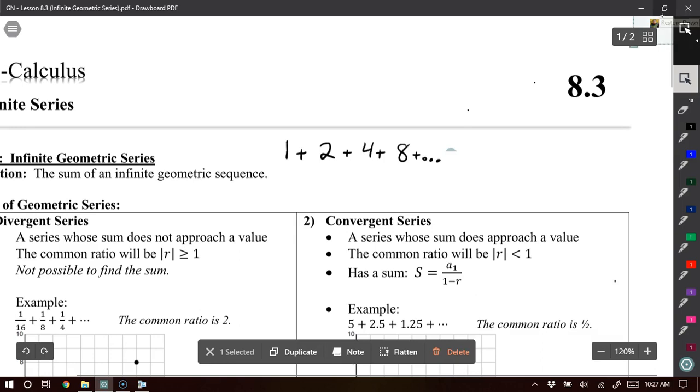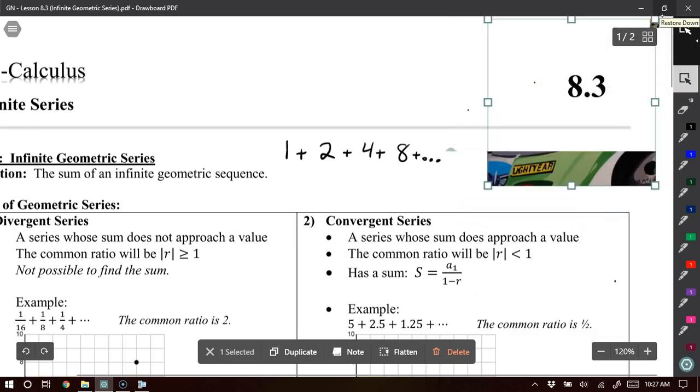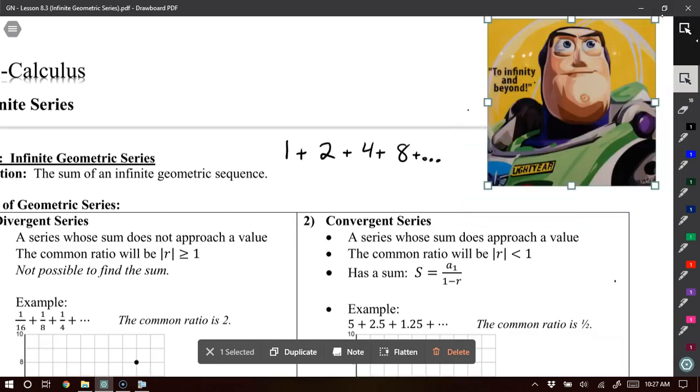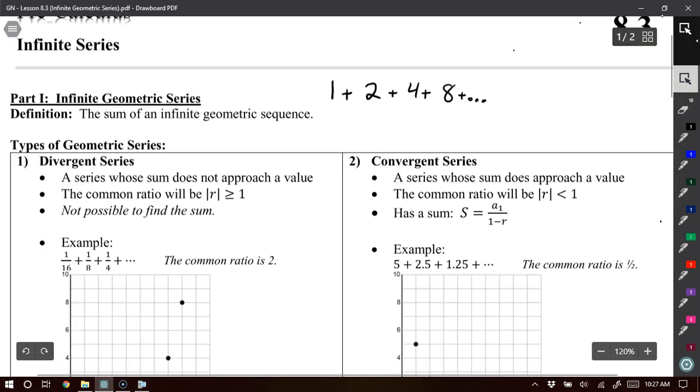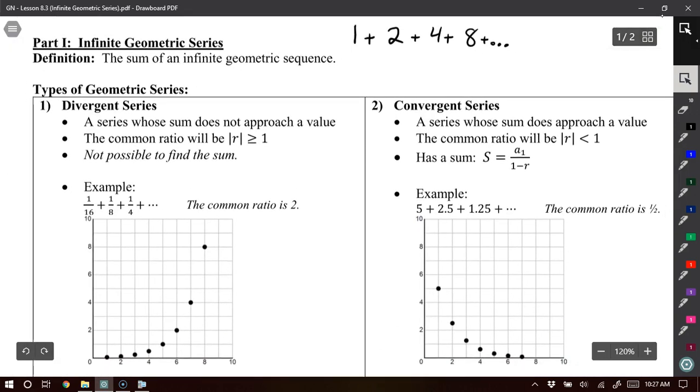And so in other words, we are going to infinity and beyond on this. We are going to keep this series going and going and going. Sorry, I couldn't resist. So we are going to go to infinity for it. So we're going to list them all off and go find the sum.